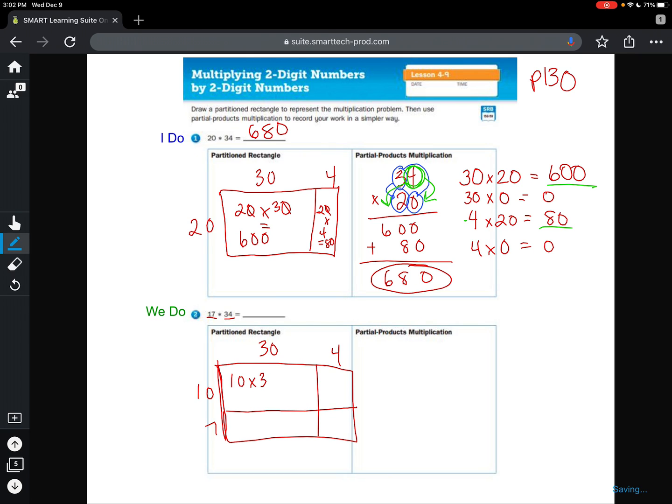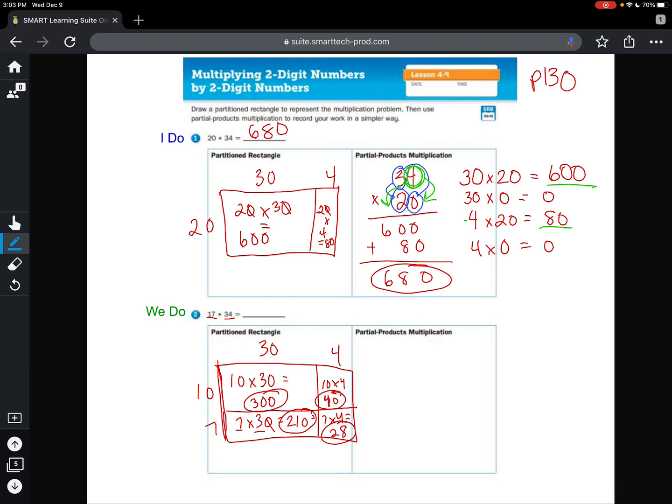So in my first box I'll have 10 times 30, which equals 300. Then I'll have 10 times 4 in the next box, which equals 40. What do you think goes in the bottom box? 7 times 30, which equals 210. And 7 times 4, which equals 28. So these 4 numbers would be what I add together.